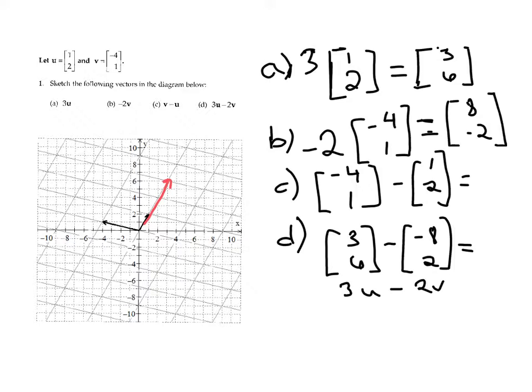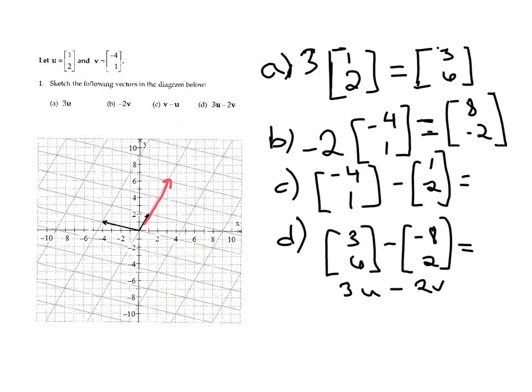Notice that 3u is just, look at this little arrow here, and then it's as if you repeated it 3 times. This diagonal line here is representing the direction of u, and so if we placed that same vector 3 times in a row, we would generate this red vector here.